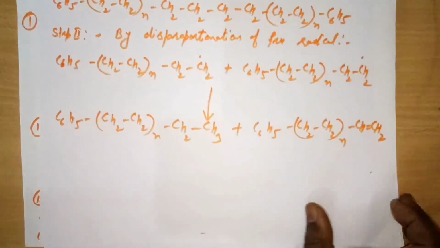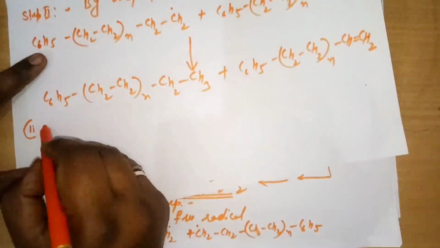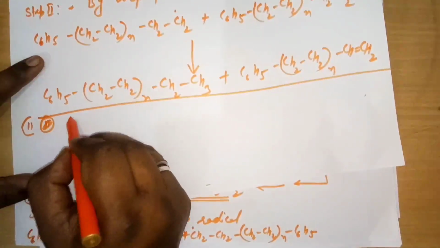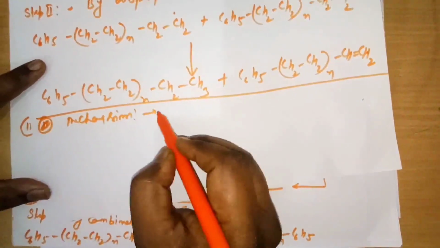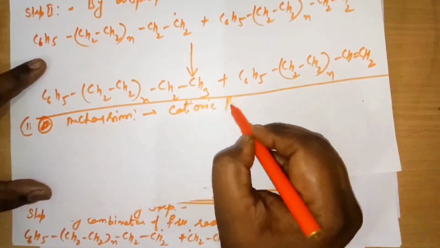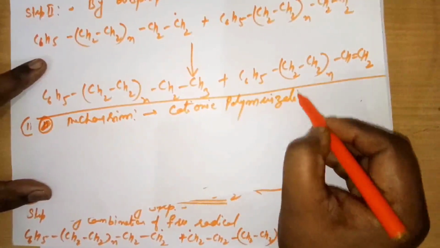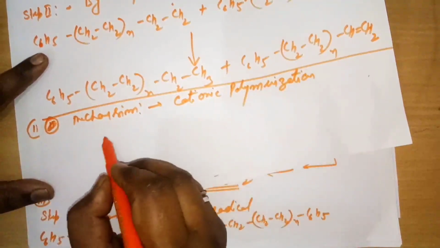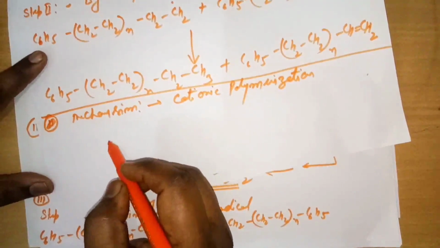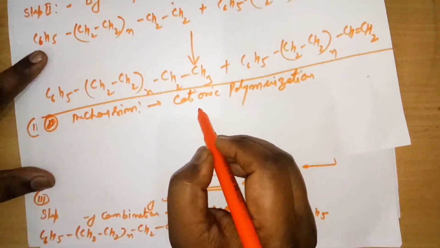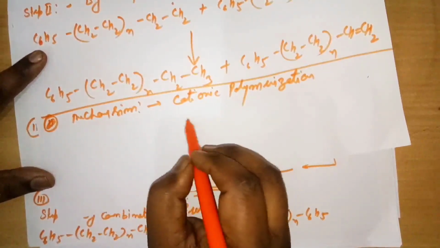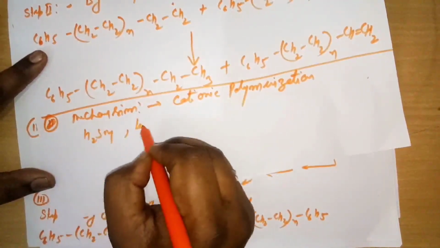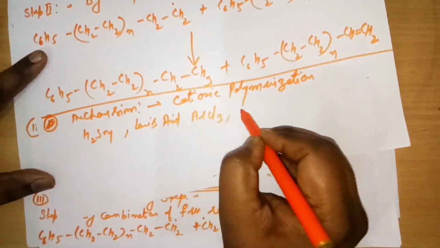This was the first mechanism, free radical mechanism. The second type of mechanism is carbocation polymerization, called cationic polymerization. This type of mechanism occurs in certain alkene monomers. The reaction occurs with the help of a strong protonic acid such as sulfuric acid, or a Lewis acid. Lewis acids we know, AlCl3, BF3, etc.